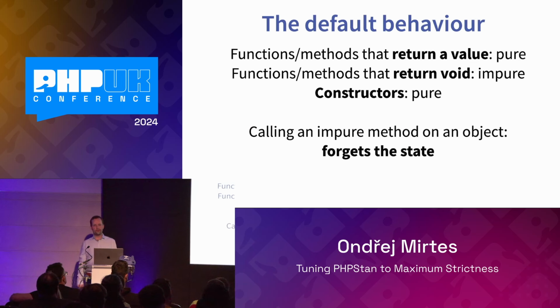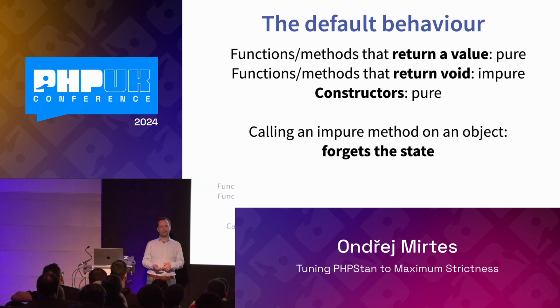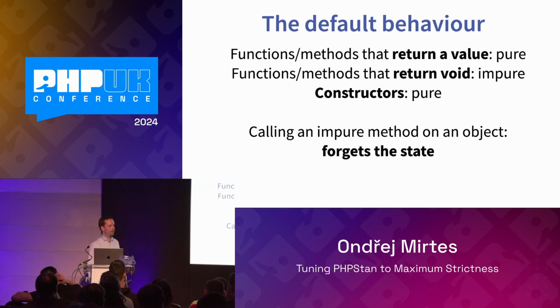Functions that return void are impure, because if a function whose returned value we are not supposed to read were pure, then it couldn't do anything useful, right? A void function always does some kind of side effect, some kind of impure thing, changes state, or does something with a side effect. And constructors are pure by default because in most modern applications, the only thing a constructor does is assign values to properties.